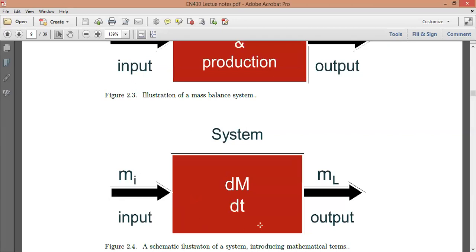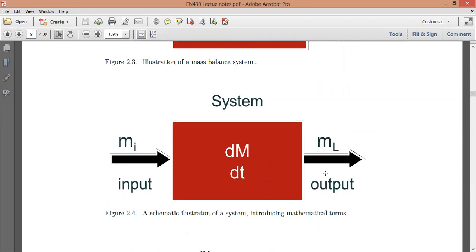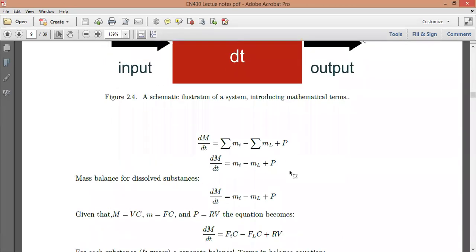Then our system here, which is change in mass over change in time. And then we have our output, which is ML. So basically, change in mass over change in time is what is accumulating in our reactors. So there'll be a change in mass over a change in time. Bear that in mind. That is how it will look.